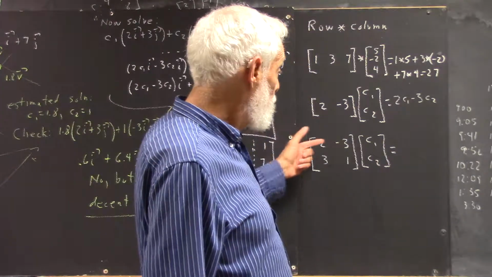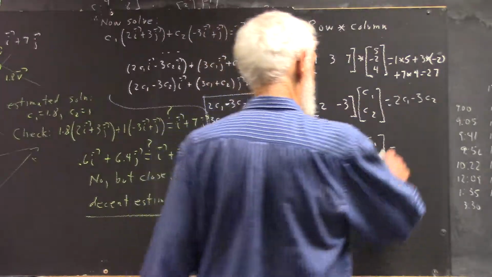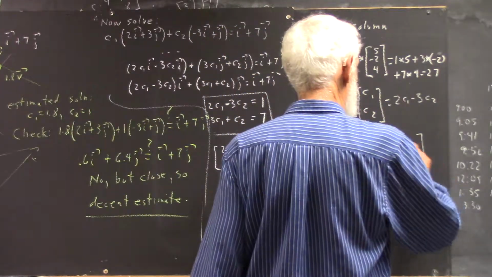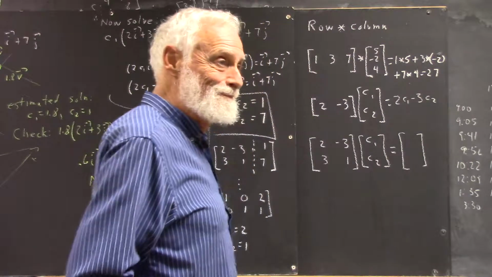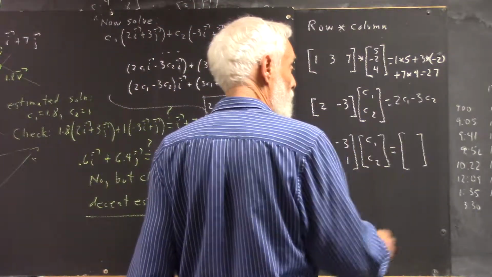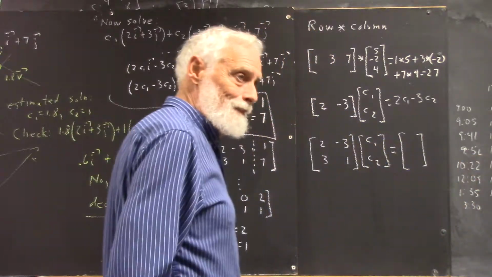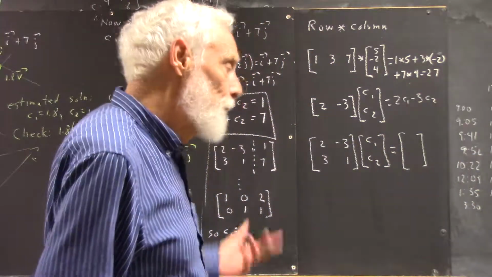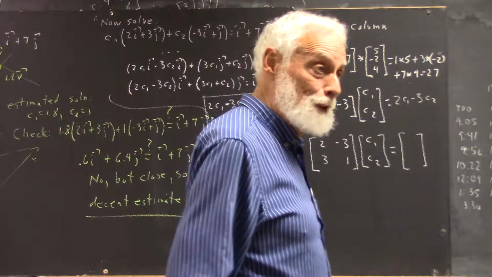Well, when I multiply the first row by this column, I'm going to put that number in the first row of this matrix of that quantity. And when I multiply the second row by the column, I'll put it in the second row of this. It's a matrix. Okay, it's a column, but it's a matrix.